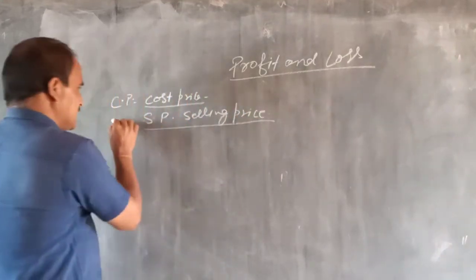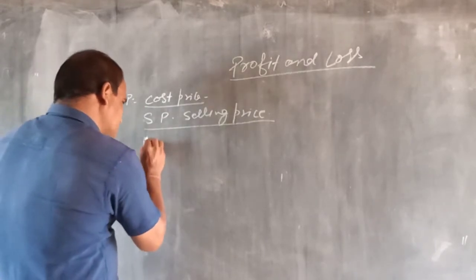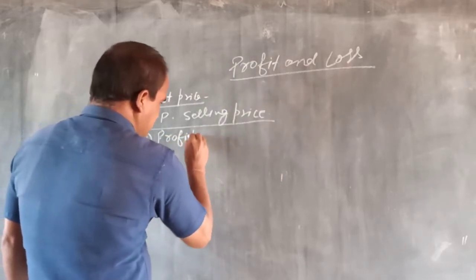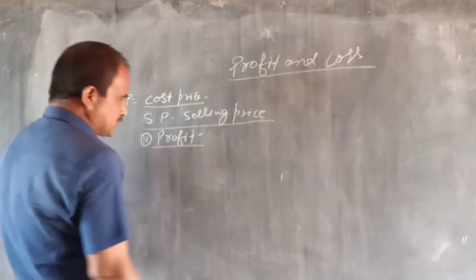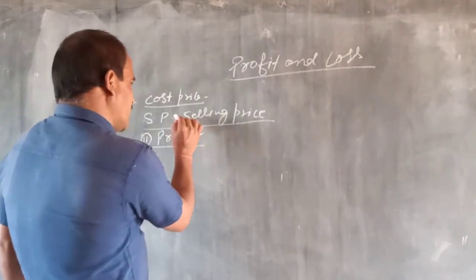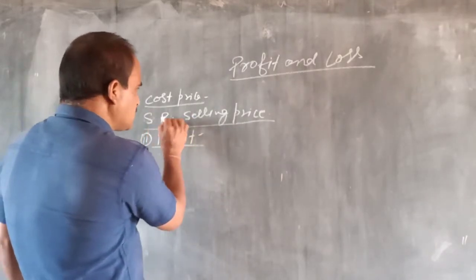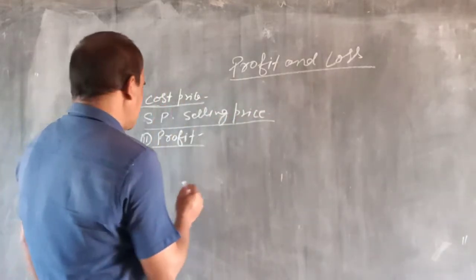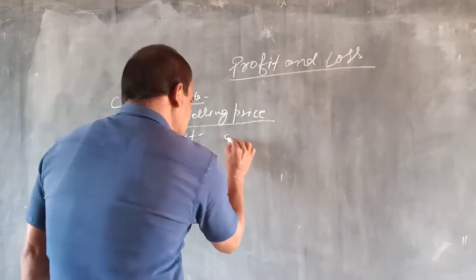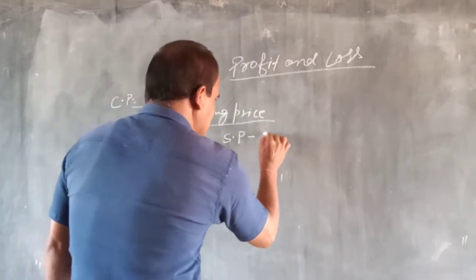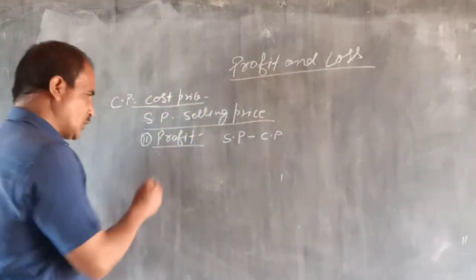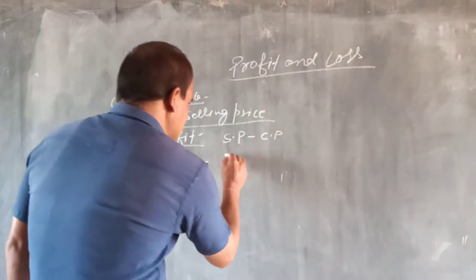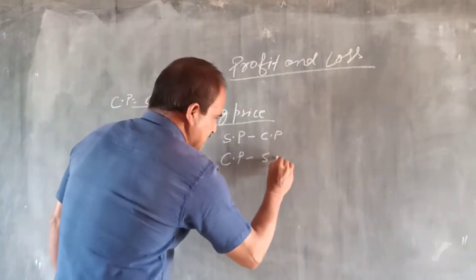After that, third is profit. Profit means the amount at which you sell your goods minus the amount at which you bought the goods. That means we can say SP minus CP. Next is loss. Loss means CP minus SP.